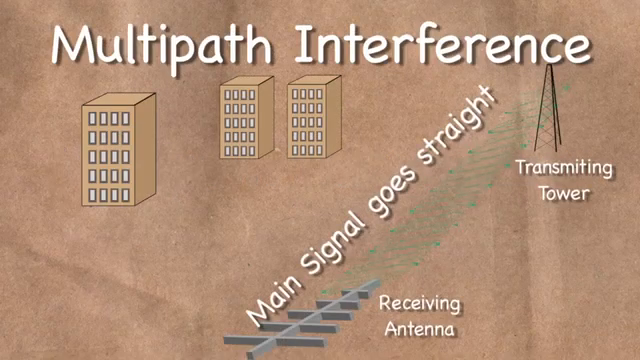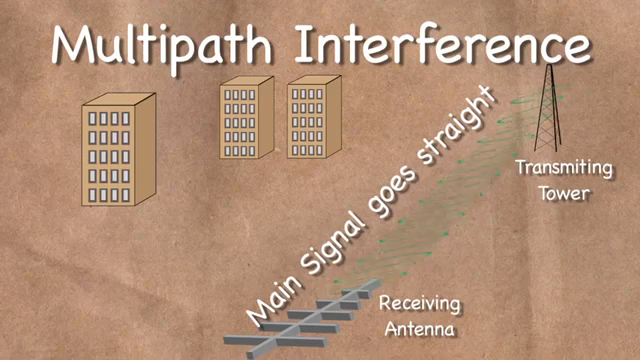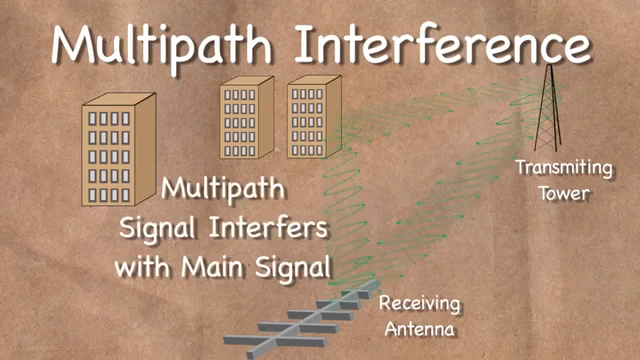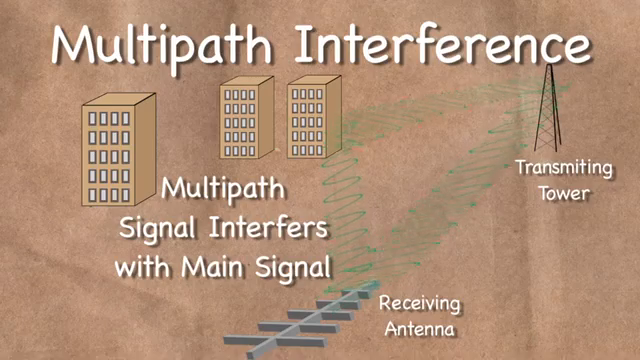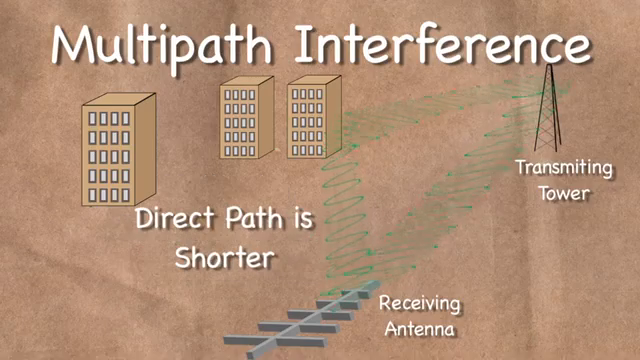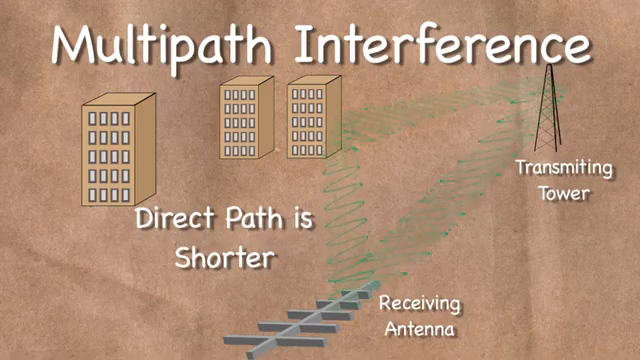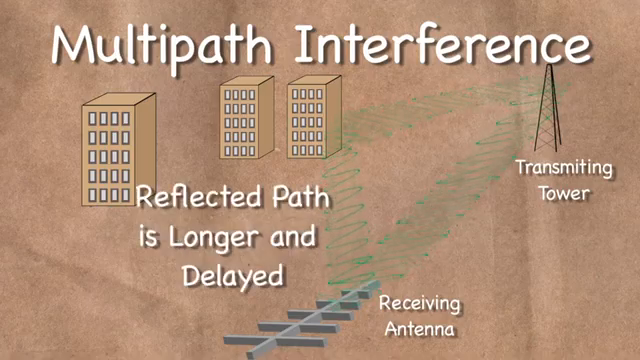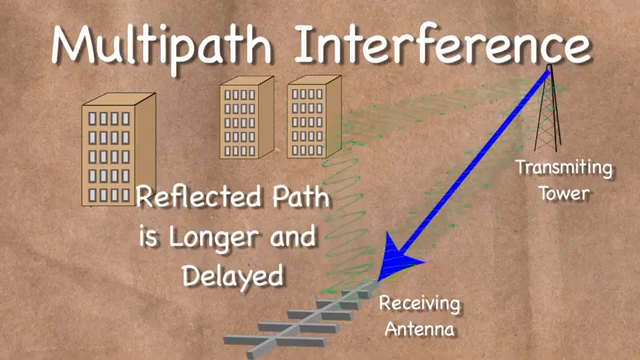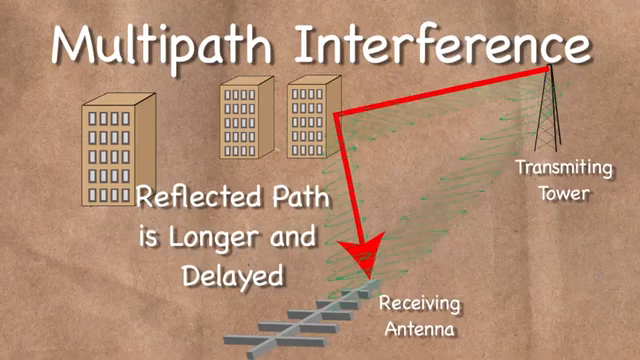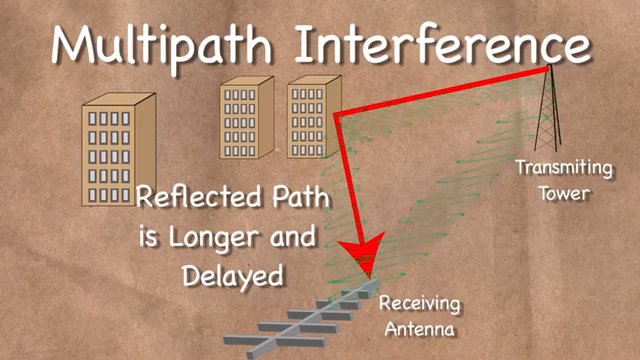Sometimes it's the desired RF signal itself that causes the interference. A transmitted RF signal can bounce off walls and buildings and reach the receive antenna from a different angle and at a different time compared to the direct signal. This is called multipath interference. Because of the different paths the two signals take, they arrive at different times. Multipath is the cause of many RF reception problems.